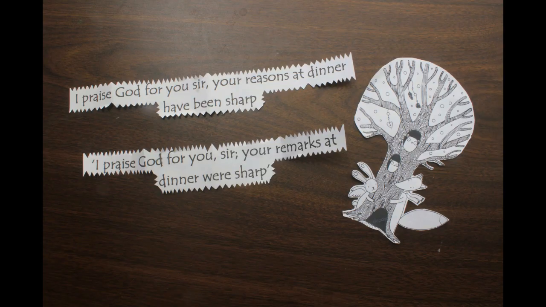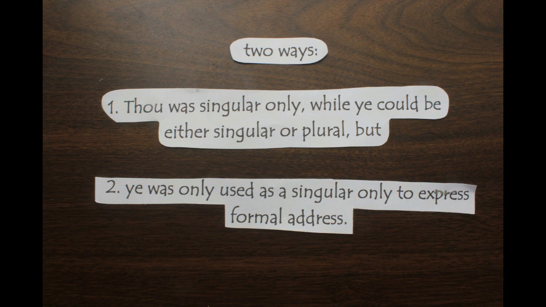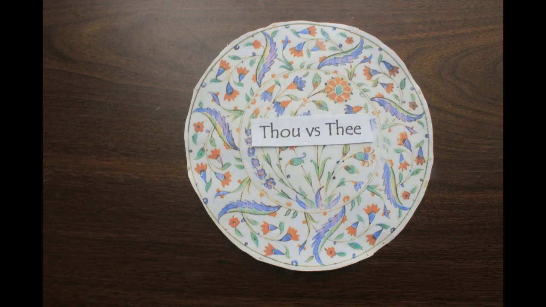"I praise God for you, sir. Your reasons at dinner have been sharp." That means, I praise God for you, sir. Your remarks at dinner were sharp. Ye and its various forms were opposite to thou and its forms in two ways. First, thou was singular only, while ye could be either singular or plural, but ye is only used as a singular to express formal address.